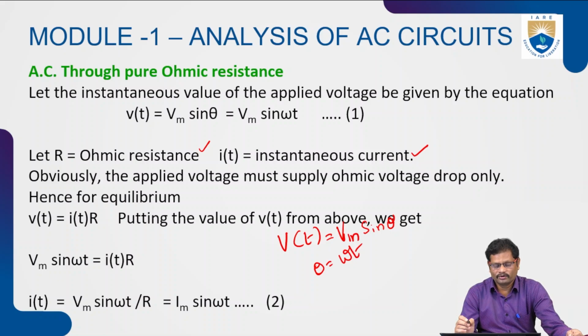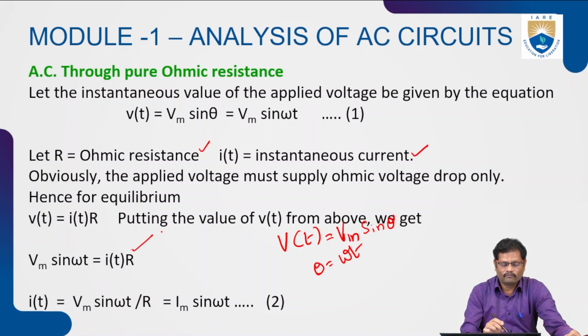So for the equilibrium condition, V of t equals I of t into R. It is nothing but the ohmic drop. When the instantaneous current flows through a resistor, I into R is the ohmic drop. I'm putting the value of V of t from the above equation. V of t is nothing but Vm sin omega t.